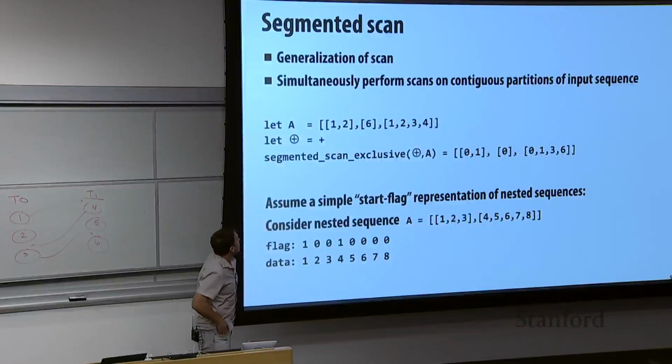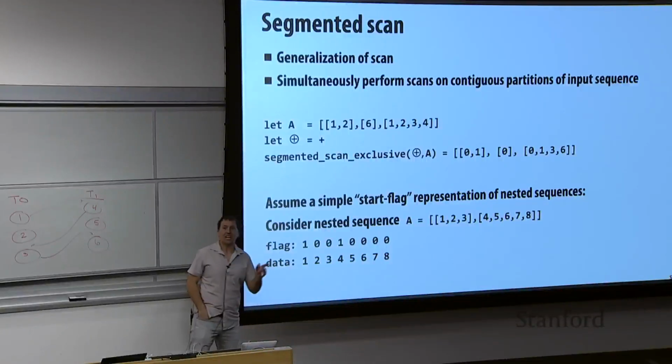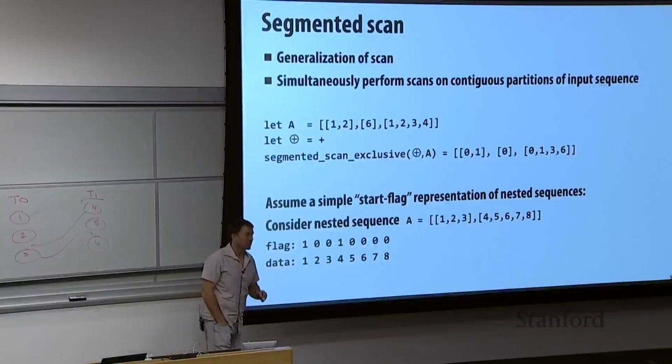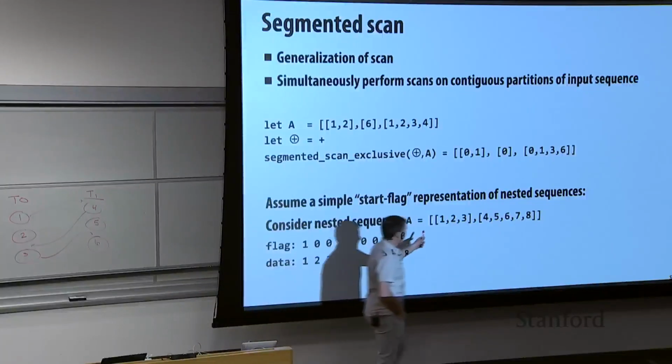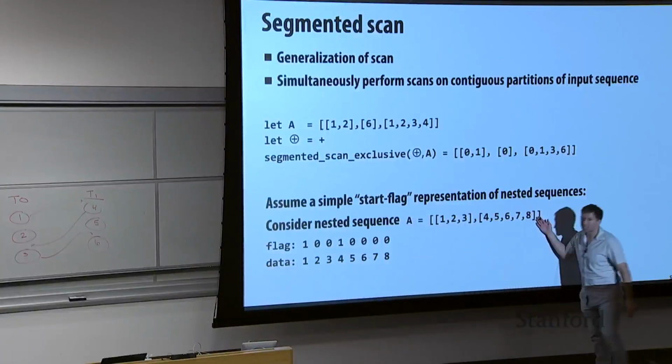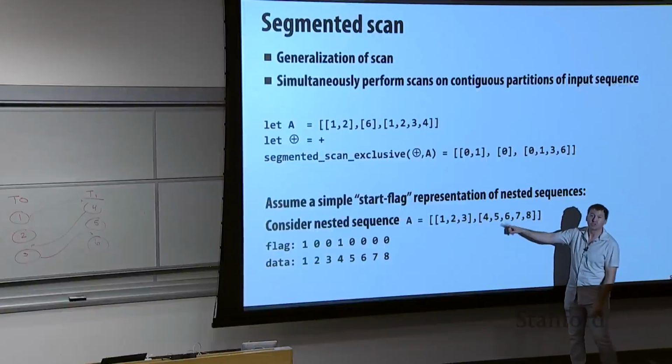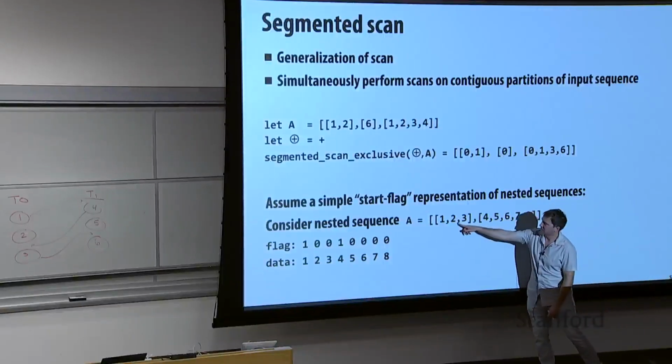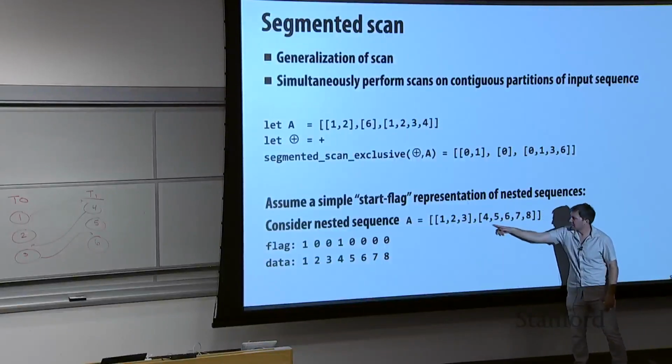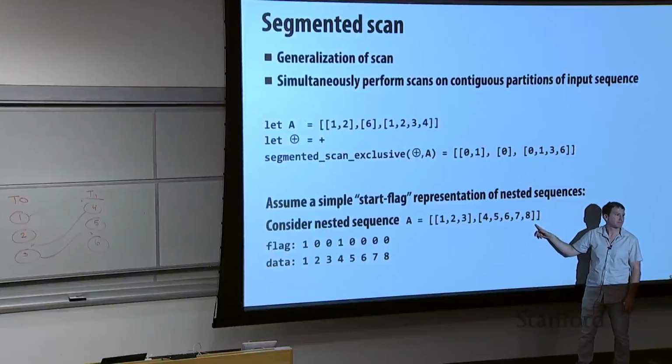So segmented scan is just a scan. Imagine that we had a list of lists, or if I wanted to be more precise, a sequence of sequences. So here's a sequence of 2 sequences. The first sequence is 3 elements, and the second sequence is 5 elements, right?